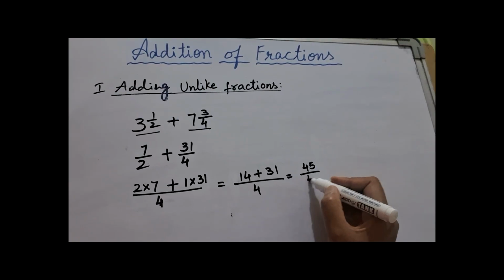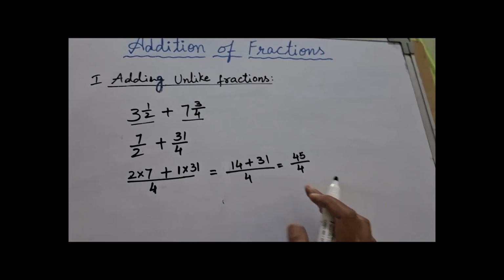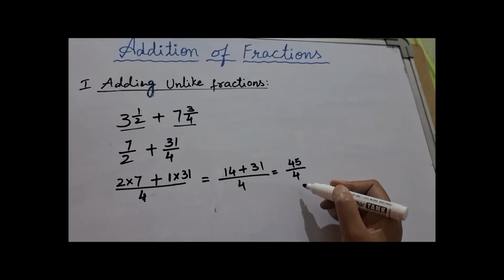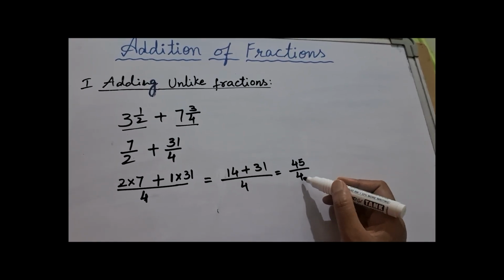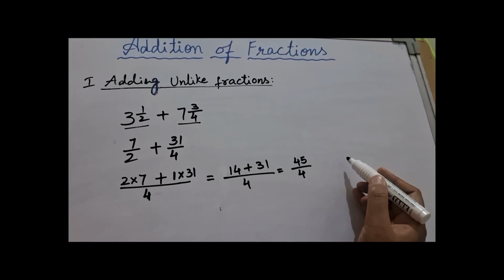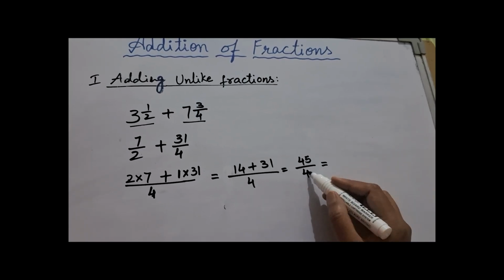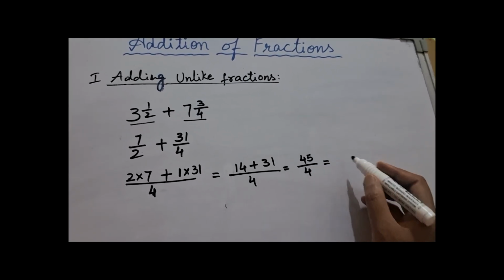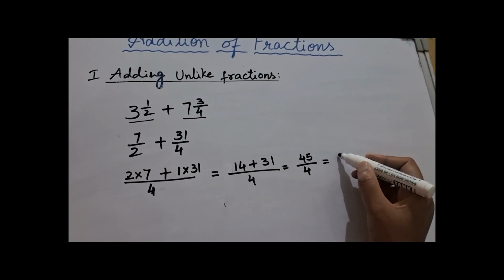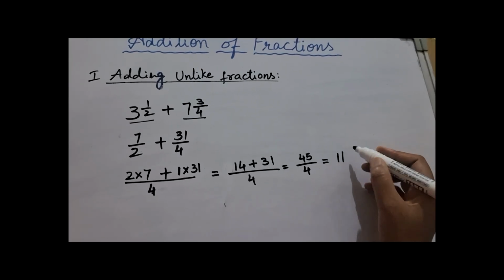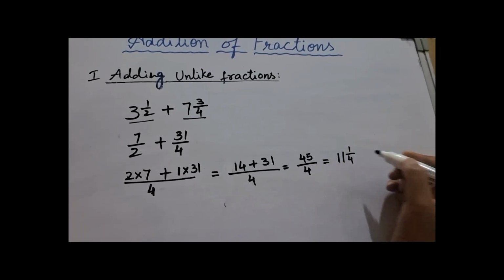Which is equal to 45 by 4. Okay children, now here the numerator is greater than the denominator, that means this is an improper fraction. We can convert this again to a mixed fraction. By converting this improper fraction to a mixed fraction, what we will get is 11 1 by 4.